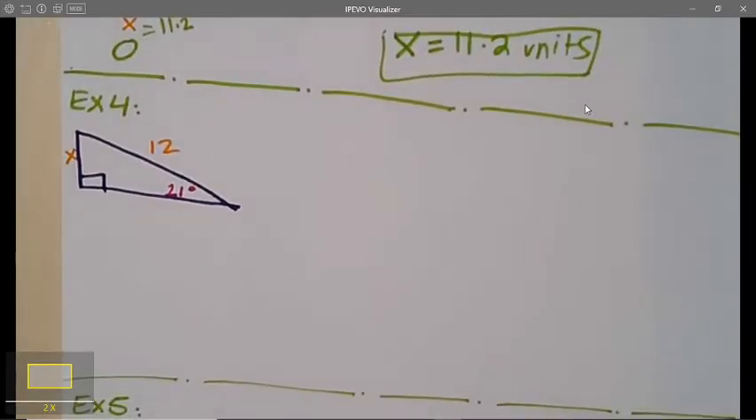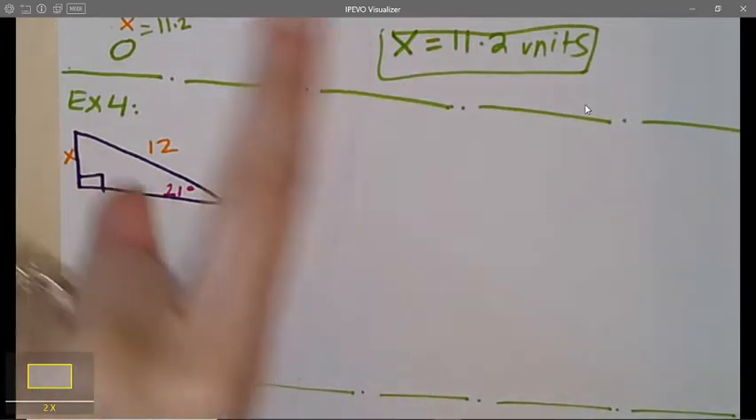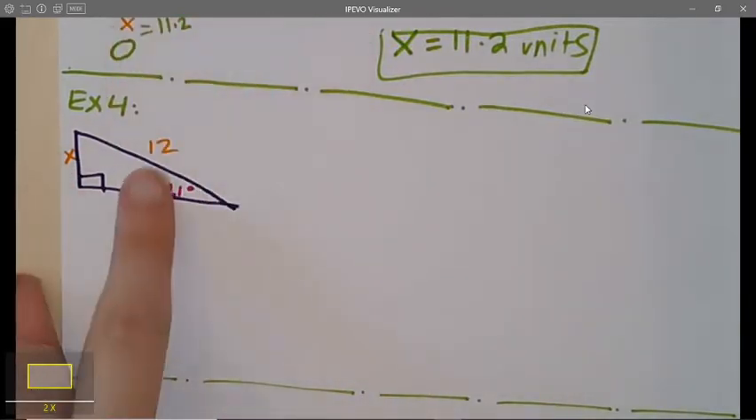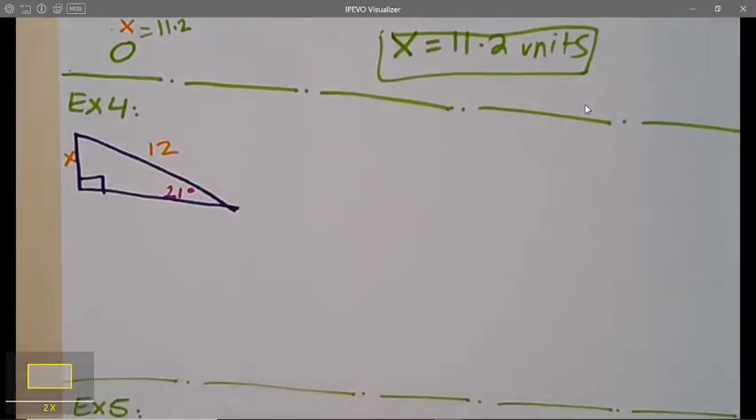All right, let's get going on example 4. So again, we are missing a side of a right triangle, which means we need to use trigonometry, or sine, cosine, and tangent to help us solve, because we only have one side of the triangle that we know the length of, and we're given one of the angles in addition to the right angle, which tells me I can use sine, cosine, and tangent.